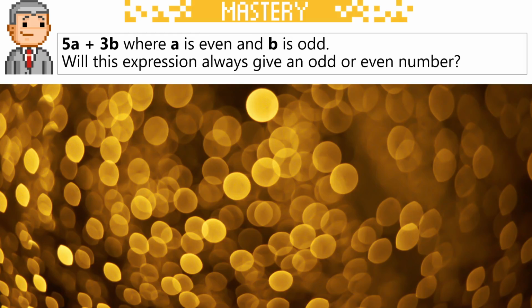Let's finish this basic algebra introduction with this question. So we've got 5a plus 3b, where a is even and b is odd. The question is, will this expression always give an odd or even number? If you know the answer, write it in the comments below.